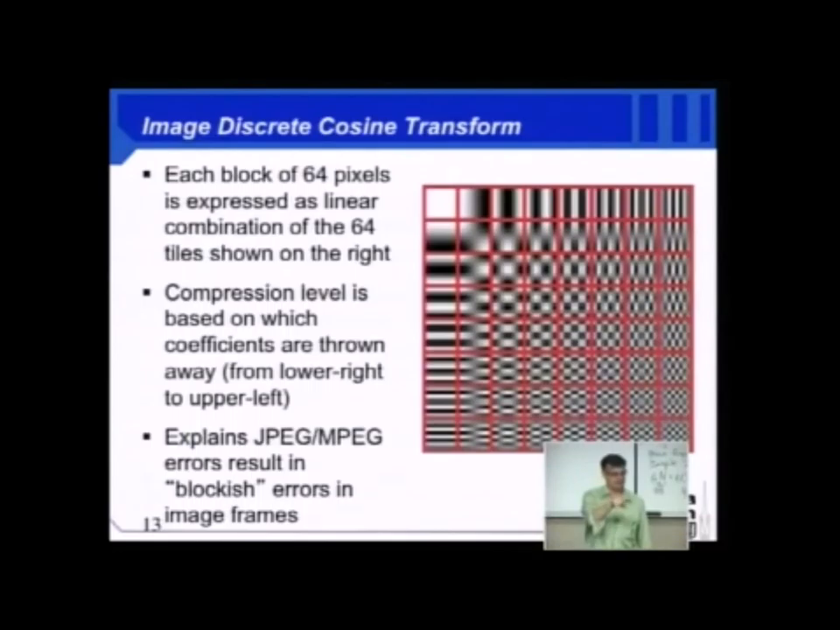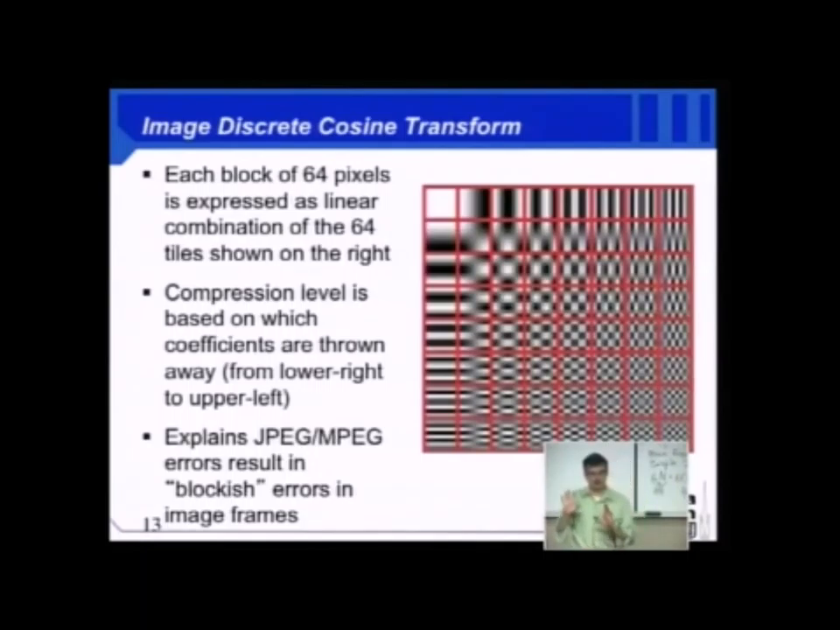Well, if you're looking at an 8x8 pixel sub-image, it's the average value, of course. It's the upper left-hand corner that you're the most sensitive to. Very fine scale changes, especially of the order that occur at the bottom right-hand corner, your eye is not very sensitive to. You could throw away that and you'll never know.